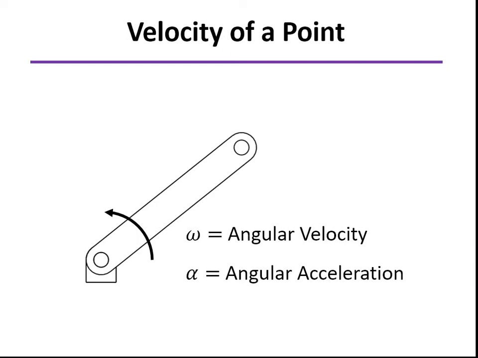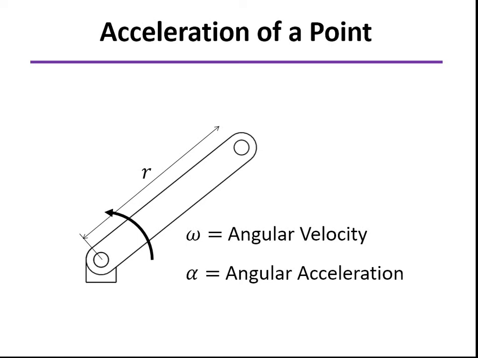Now let's look at the velocity of a single point. In this case, we'll look at the hole that's on the other end of this rotating link, and that point is going to be r away from the axis. Then the velocity is simply r times omega. Just like using normal and tangential components, the velocity would be r times theta dot, or r times omega. And of course, there are going to be two components of acceleration of that same point. The tangential component would be r times alpha, and the normal component is r times omega squared.